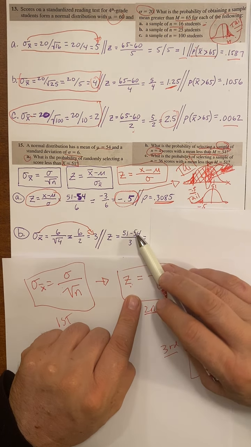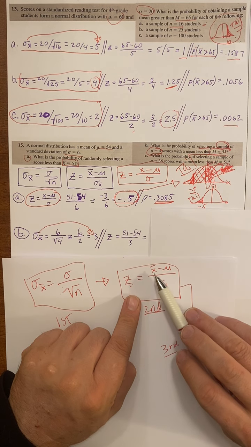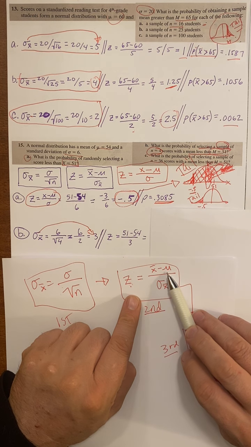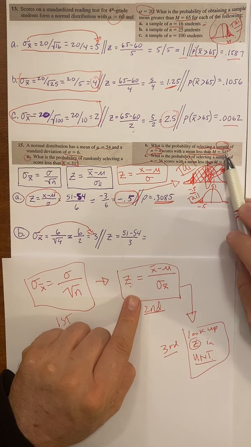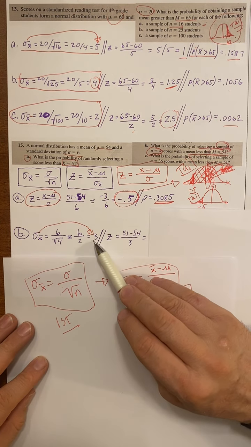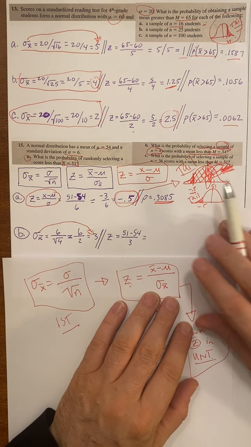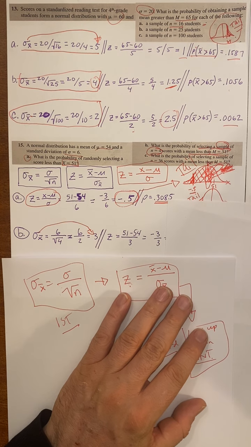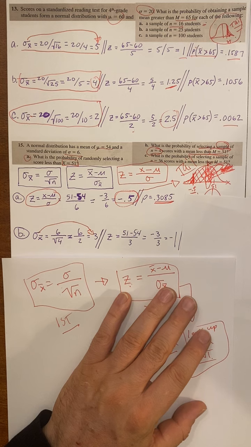But where is that 51 and that 54 coming from? Right, it's a sample mean minus the population mean. Our sample mean is that 51. Our population mean is that 54. That's our standard error that we got over here. So that's going to reduce to a negative 3 over 3, which gives us a negative 1.